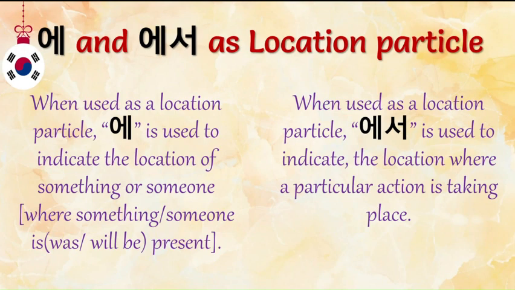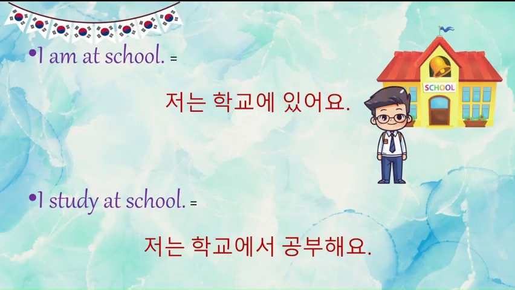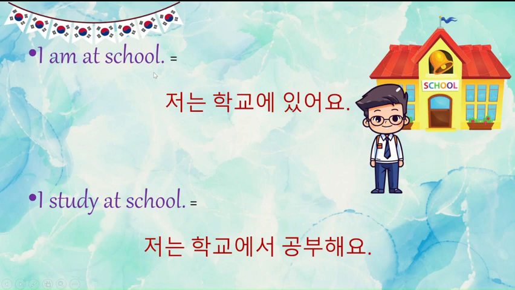Now, it could be confusing to some of you, so let's look at the examples. Look at the first example. It says, I am at school. In Korean, it is 저는 학교에 있어요. Here I have used the particle 에. Why? Because here we are talking about the location where the subject of the sentence is present. The subject is present at school. Therefore, we have used the particle 에 to denote the location of someone.